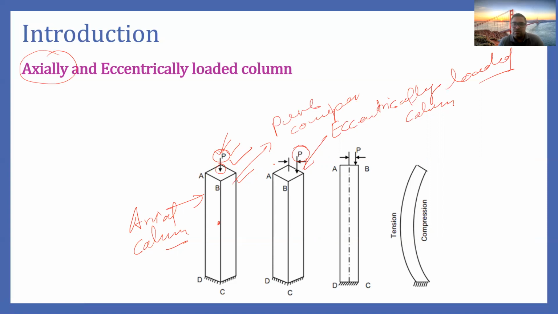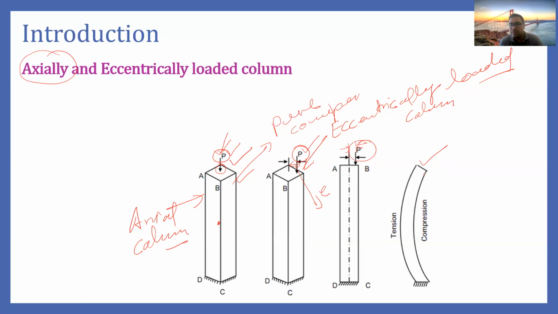But if the load is not passing through the centroidal axis, for example, in this case, you can see the line of action of the load is at some distance from the centroidal axis. We can call this distance E, which is called eccentricity. So if there is an eccentricity in the column because of the load line of action, how will the column fail? In that case, the column will actually bend. You can see here, the column is bending because of the eccentric load.